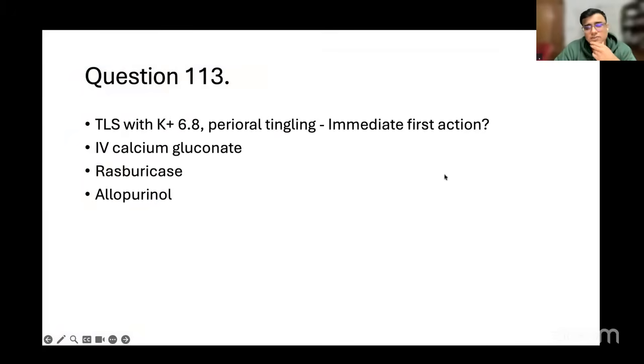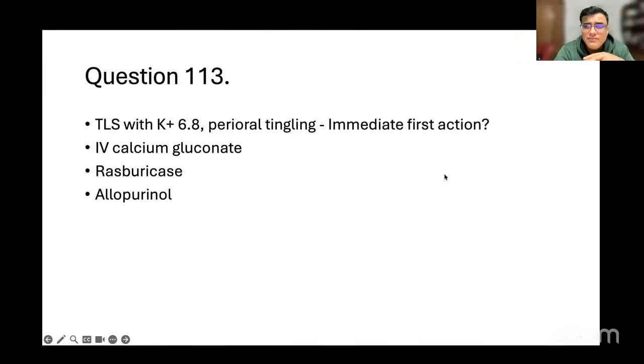So, tumor lysis syndrome with potassium 6.8 and perioral tingling. So there is hypocalcemia. Immediate first action? What tumor lysis syndrome does is basically increase your potassium. Whatever is inside the cell will come out. Potassium will come out, phosphate will come out. So potassium will increase, phosphorus will increase, and that phosphorus will bind to calcium, which will cause hypocalcemia. That hypocalcemia is causing the perioral tingling, right?